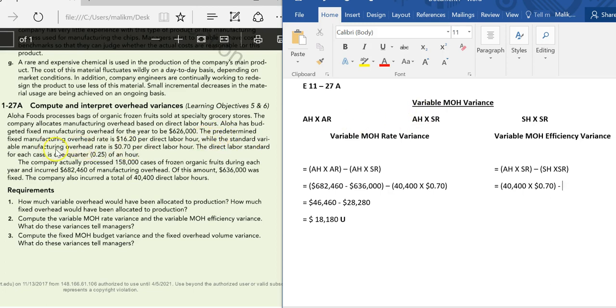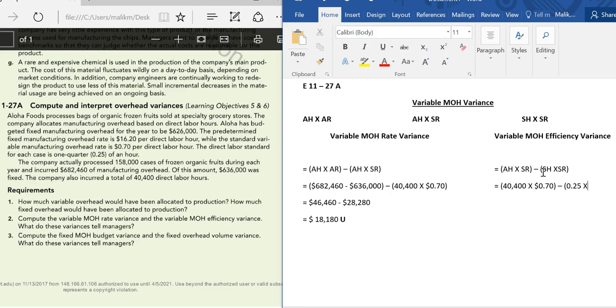It says that the standard hour, for the variable portion, is actually given here: 1/4 of an hour. The direct labor standard for each case is 1/4 of an hour. So this is the standard hour, and it is for only 1 unit of product. They actually processed 158 cases. So this 0.25 hour, or quarter hour, is for 1 case. The company processed 158 cases, so we need to multiply these two to figure out the total or entire standard hours.